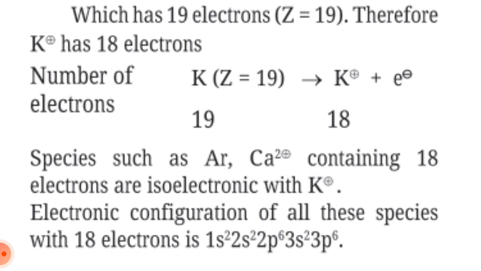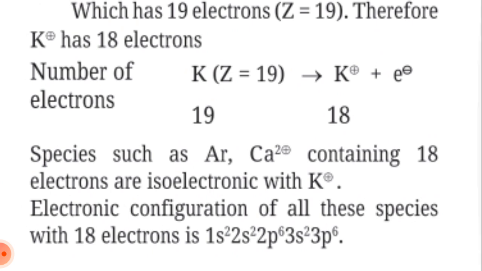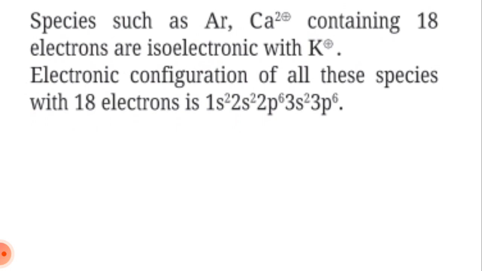K with Z equal to 19 gives K+ plus an electron. Potassium has 19 electrons, K+ has 18. Species such as argon and Ca2+ containing 18 electrons are isoelectronic with K+. The electronic configuration of all these species with 18 electrons is 1s2, 2s2, 2p6, 3s2, 3p6.